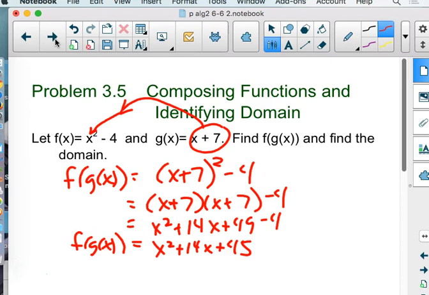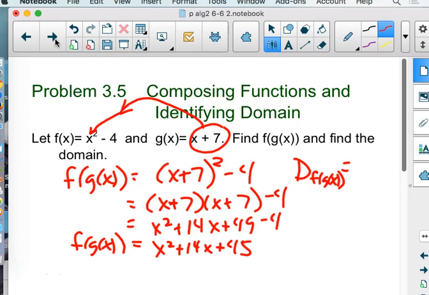Again, we never put them on the side with the f of x and the g of x because that's y, and that's output. It's input. Speaking of input, that's what domain is about. So domain of f of g of x. So what I have to figure out is, which one did I put into the other one?